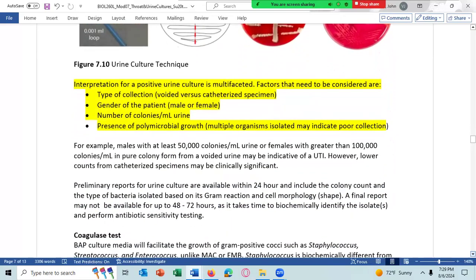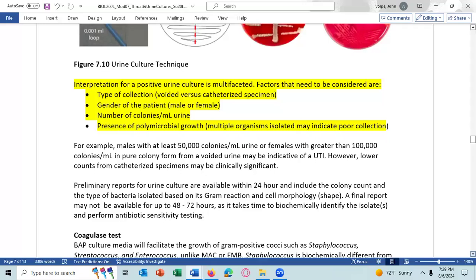Interpretation for a positive urine culture is multifaceted. Factors that need to be considered are the type of collection. Is it voided versus catheterized specimen, meaning the catheter will have less contamination of bacteria from the urethra than the clean catch midstream. The gender of the patient, I'm not sure why, but actually females have more contamination of bacteria from the urethra than males.